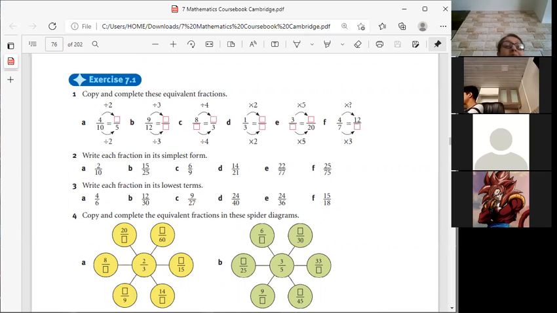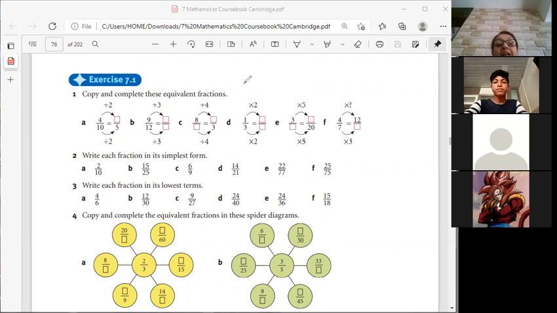Now just look at this part. What is the name of the chapter? Fractions. Okay. Now look at the first question, 7.1, 1a. 4 and 10. 4 and 10 are the fractions, correct?